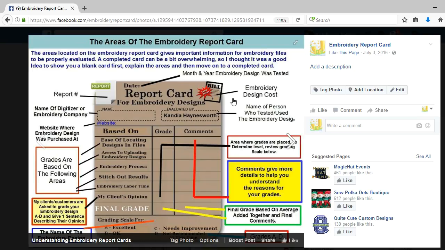Now let's talk about embroidery design cost. When you are purchasing an embroidery design, if you are getting a discount, it makes the deal even sweeter. Even if there are flaws pointing out, a lot of the times you're not really so bothered if it didn't really cost you that much anyways.